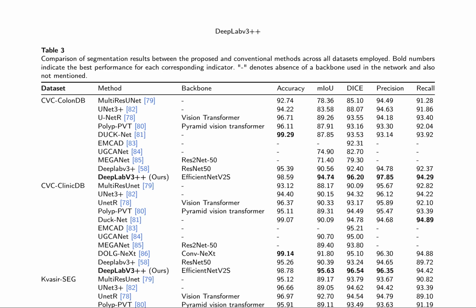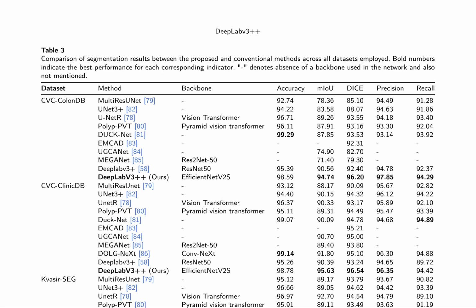The DeepLabV3++ model, leveraging the efficient NetV2S backbone, achieves state-of-the-art performance in colonoscopy image segmentation, excelling in the accurate detection of polyp regions. Notably, it outperforms existing methods in handling complex boundary areas, shape irregularities, and unclear images. The model's efficiency is underscored by its reduced training time and computational requirements, making it a computationally lightweight solution.